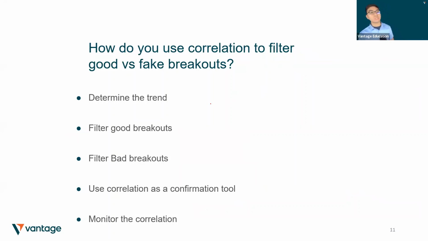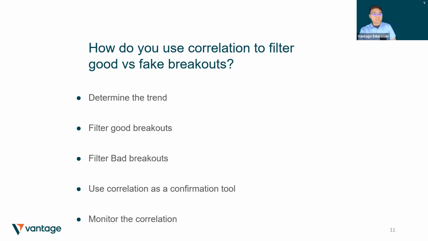Okay, next, how do we use correlations to filter good versus false breakouts? So first, what is correlation? Correlation, so the first one, determine the trend. So determining the trend of the asset price movements by plotting a line graph or using moving averages. Just an example. So how do you filter good breakouts?